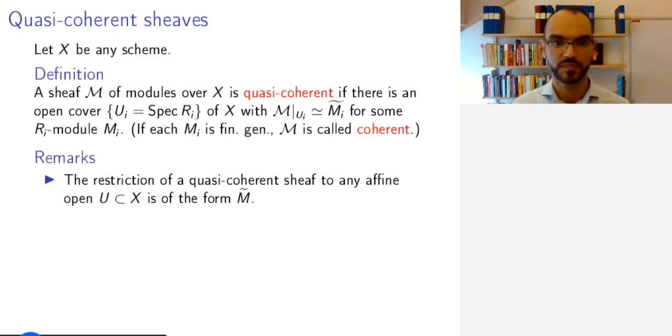One can show that the restriction of a quasi-coherent sheaf to any affine open set is of the form M tilde. So in particular, if the scheme is affine from the beginning, then the quasi-coherent sheaves are precisely those of the form M tilde for some R-module M.